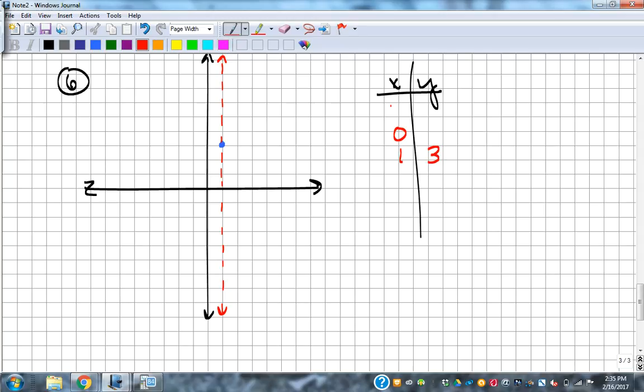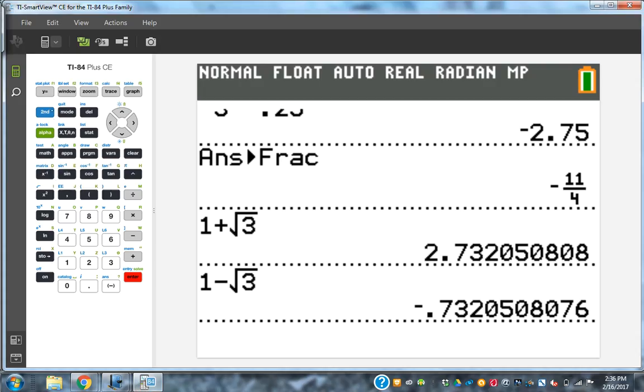Okay. So my vertex was at 1, 3. So I need 0, -1, and then 2, 3. Well, I know what 0 is. It was 2, right? That was my y-intercept, wasn't it? 0, 2. So I got that point there. I'm going to put that in blue. 0, 2, not 0, 3. And then I bet you when I plug in 2 into the equation, I get the same thing.